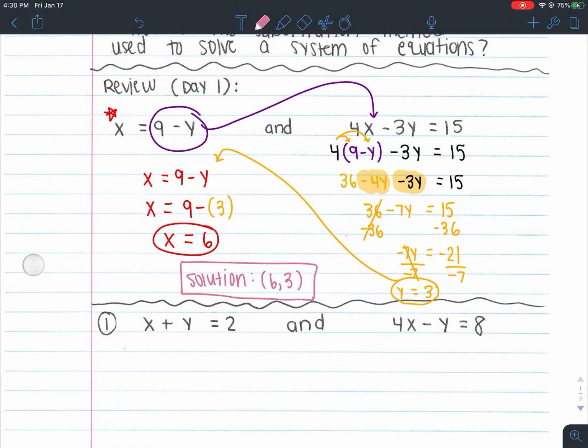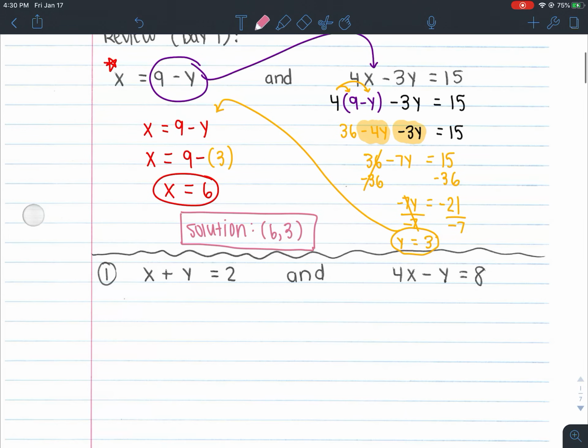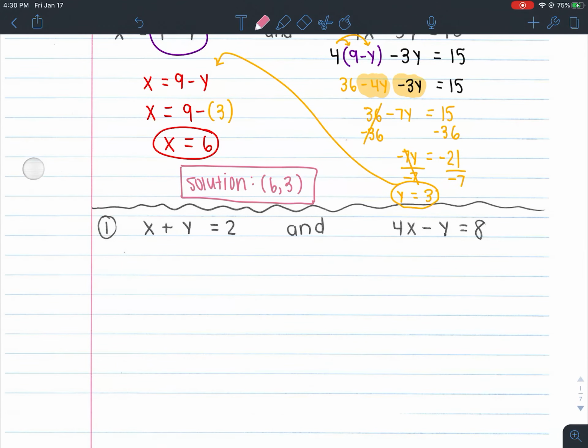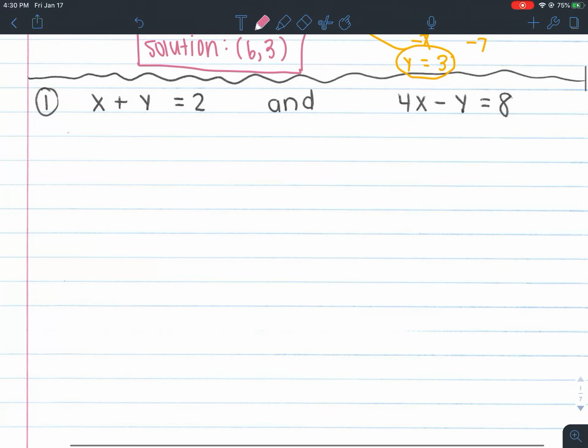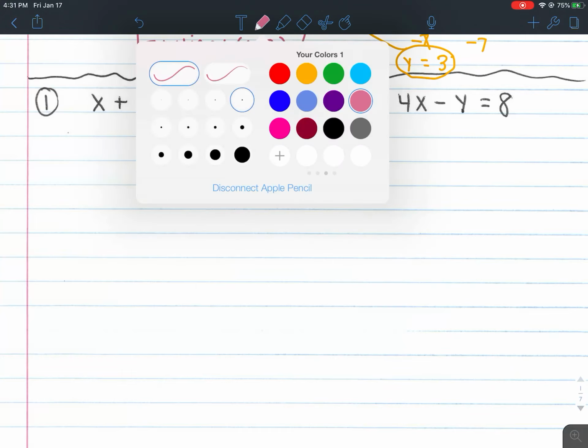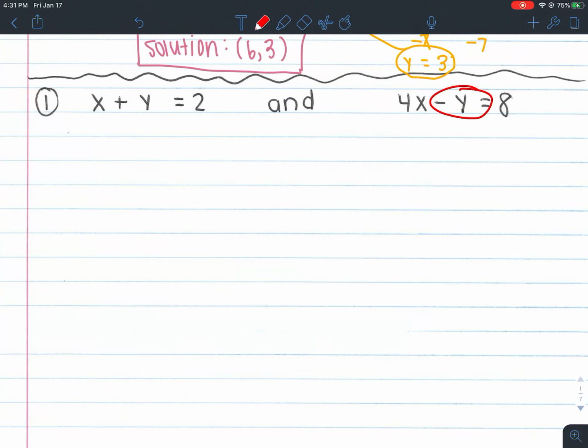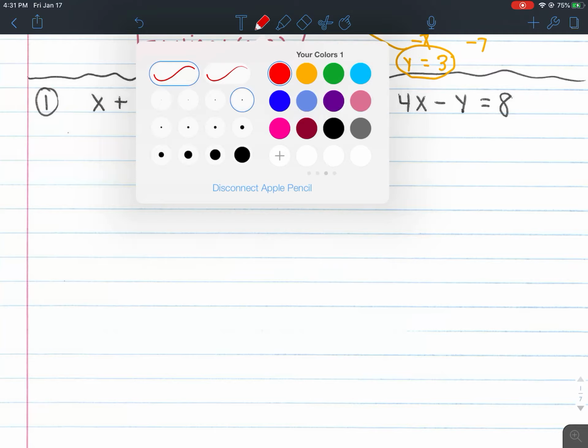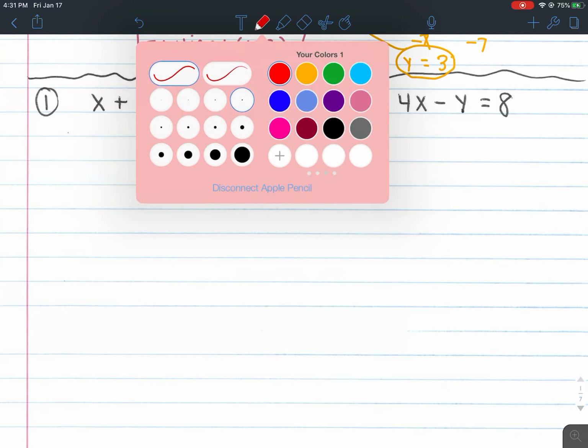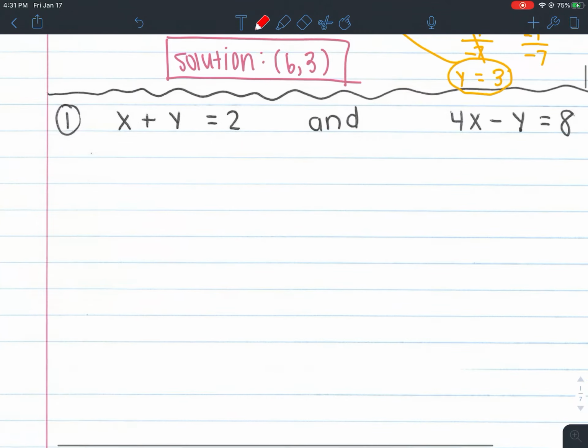And just to make sure, if you're not able to do this, you might have to review before you actually attempt day 2. Because day 2 is basically the same thing, there's just one extra step. Okay, so looking at number 1, we have two equations here, but neither of them have a variable by themselves. So now we have to do some manipulation to get one of these equations to have a variable by itself.